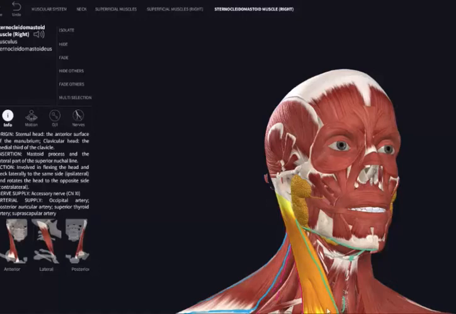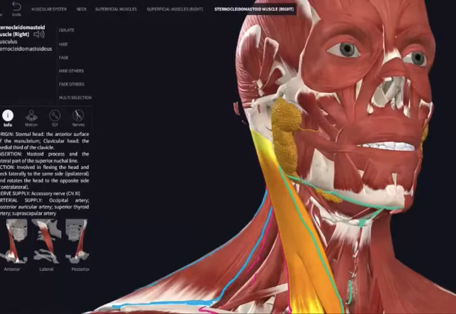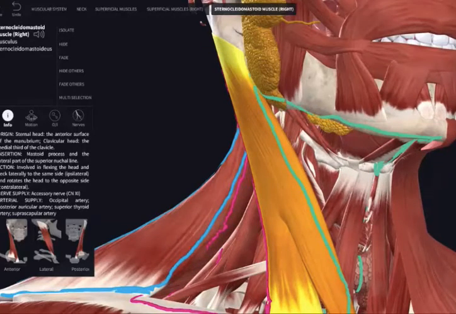However, the two heads are separated by a little space, as you can see right here. And this little space in between the clavicular and the sternal head of the sternocleidomastoid is actually called the lesser supraclavicular fossa.